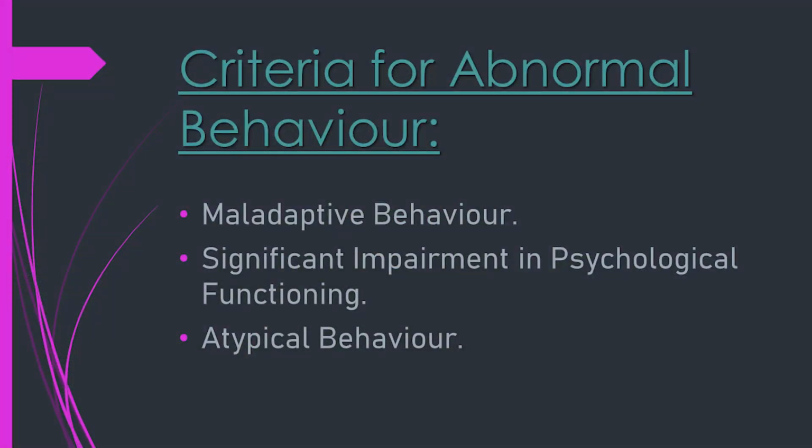Let's move on to different criteria. There are three types of criteria which will help us to understand the main purpose of behavior, and we can divide the different types of abnormal behaviors in these categories. Number one is maladaptive behavior. In this behavior, the person who is specifically suffering cannot properly react or adjust in a situation.